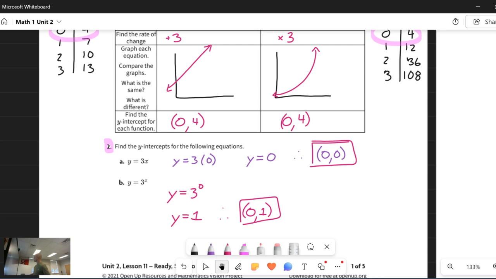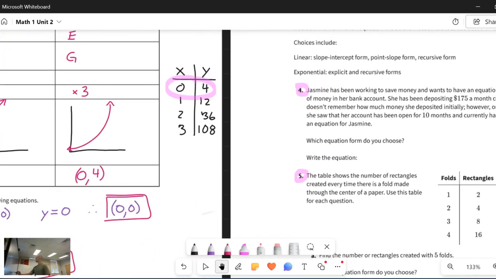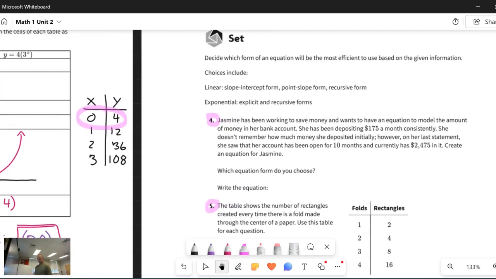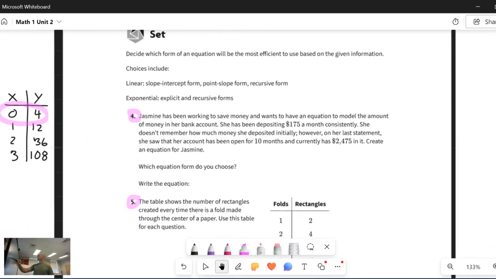There we go. All right, moving right along. Just want to make sure I didn't miss one here. No, so problem number 4.